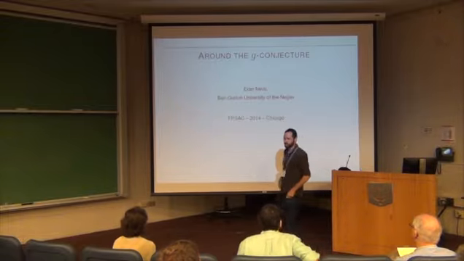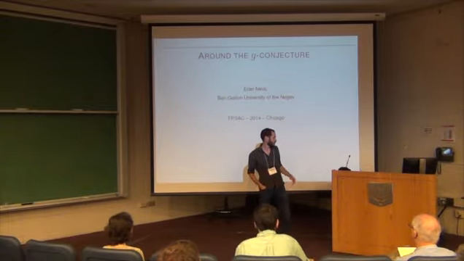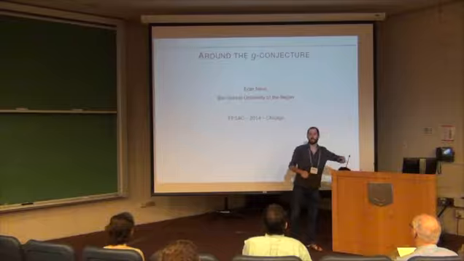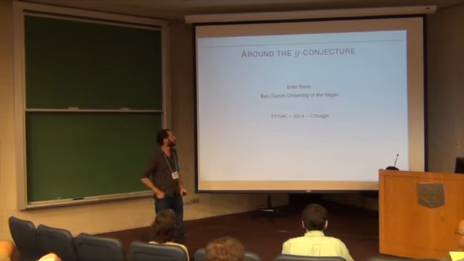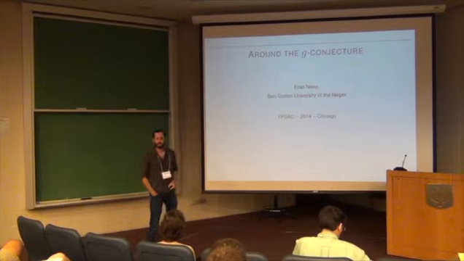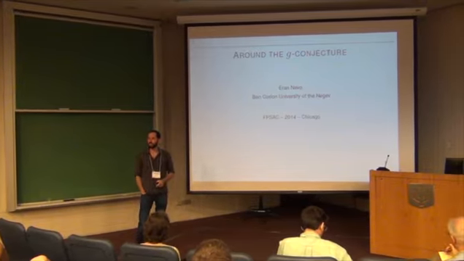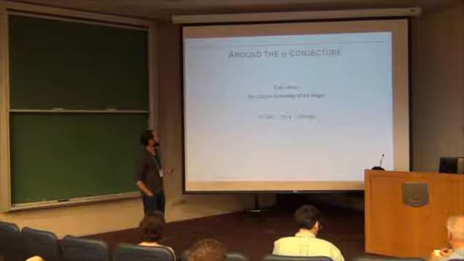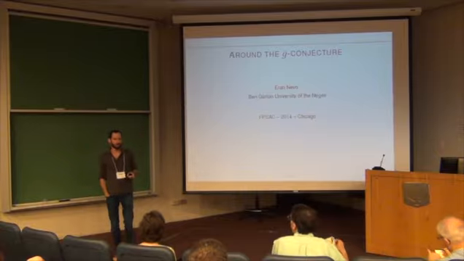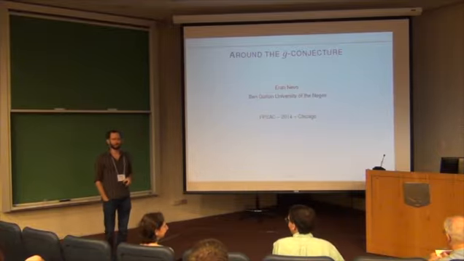Thanks, Beth, for the introduction, and thank you for the invitation. And thank you, everybody, for coming, and please feel free to ask questions during the talk. So the g-conjecture is about characterizing the face numbers in triangulations of spheres, and the "around" means that we will talk about other stuff as well, which is related to this conjecture.